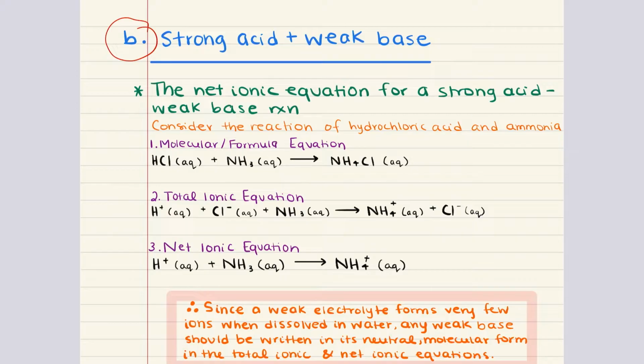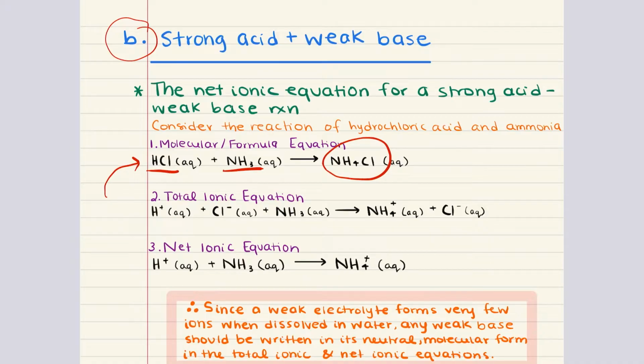So we can prove this by looking at the following reaction. We have hydrochloric acid, this is our strong acid, and ammonia, which is our weak base, and they react together to give us ammonium chloride. All right, so this is our reaction. Looking at this, let's go ahead and write our total ionic equation.